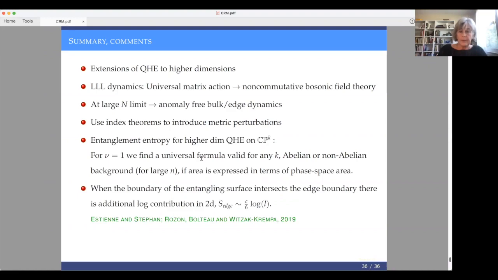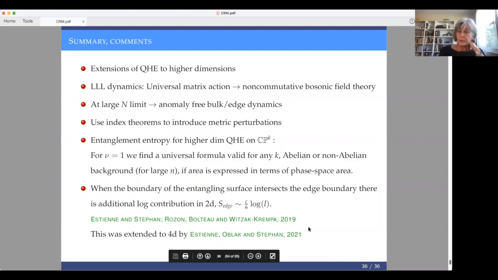Now I want to make a comment: when the boundary of the entangling surface intersects the edge boundary, there is an additional log contribution, at least in 2 dimensions. That extra contribution is proportional to the central charge of the field theory that lives on the boundary, and this L is the segment where the entangling surface intersects the edge boundary. This was confirmed by Estienne, Stefan, William and his collaborators in 2019. This was further extended to a 4-dimensional analog of quantum Hall effect by Estienne and collaborators in 2021.